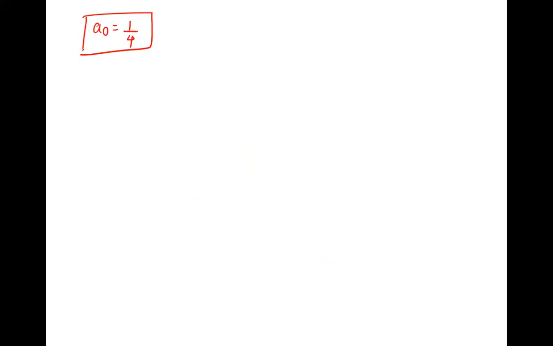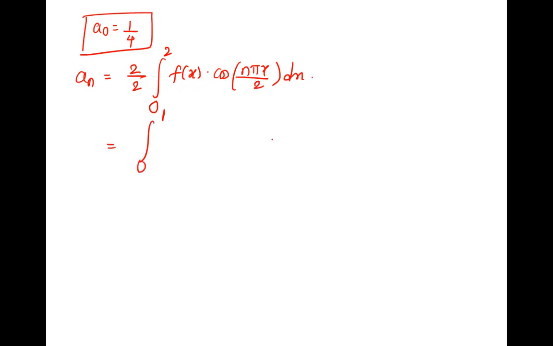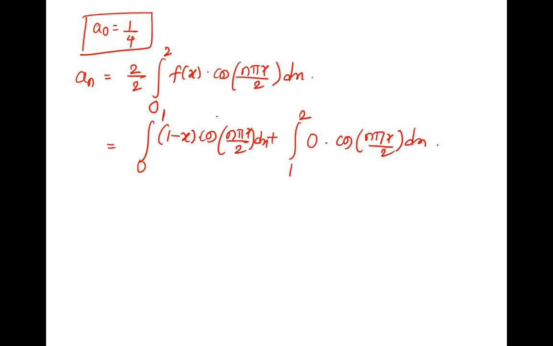Very good. Go with an. 2 by L, L is 2, integration 0 to 2, f(x) into cos(n pi x by L) dx, with L is 2. The integration breaks 0 to 1 and 1 to 2. What is the function in 0 to 1? 1 minus x, into this cos. And in 1 to 2 it is 0, so 0 into anything is 0. So this whole is 0.